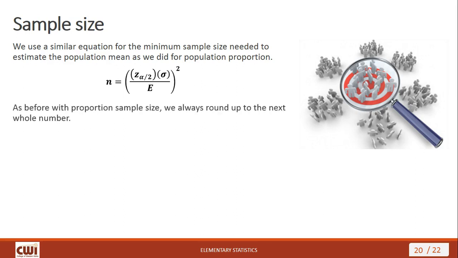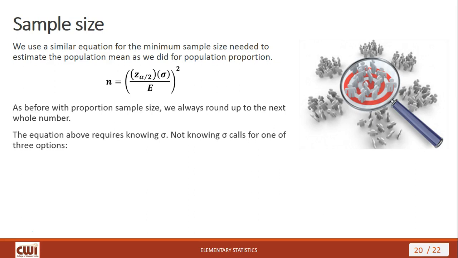Now, as before, we're always going to round up to the next whole number when we get our final answer out. There's one thing that we need to know about this equation, and that is that it requires that we know sigma. I mean, look at it. It's one of the inputs for our equation. So we have to know what sigma is. But most of the time, we don't know what sigma is. So that means we're going to have to take one of three options.